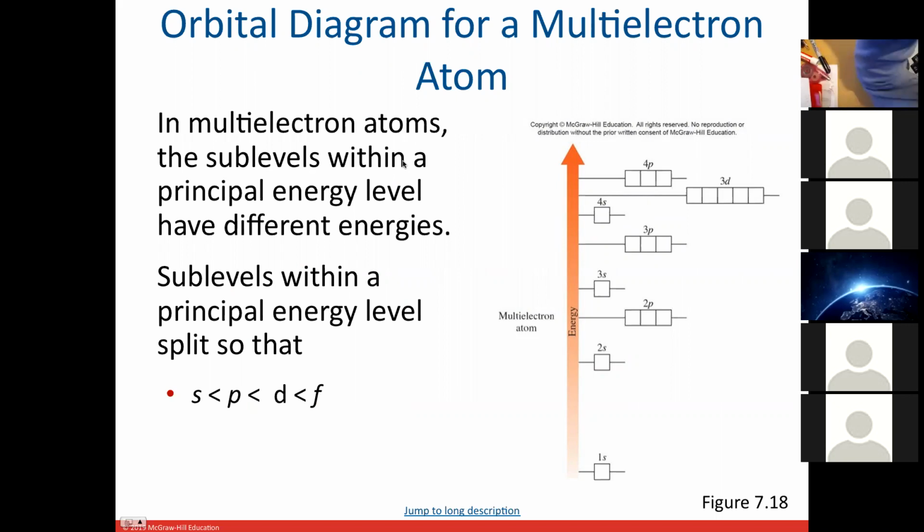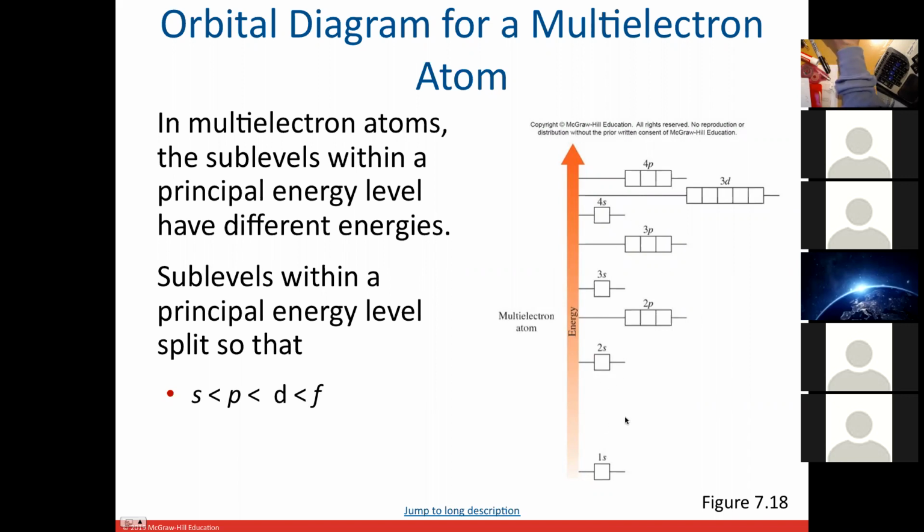So this is actually really key. In any atom that's not hydrogen, this little statement on the left, in multi-electron atoms, meaning anything that's not hydrogen, right? Helium has 2 electrons, lithium has 3, and so on. In multi-electron atoms, the sublevels within a principal energy level have different energies. This is my statement from before that we did on paper. Sublevels within a principal energy level split so that s is lower than p, is lower than d, is lower than f.